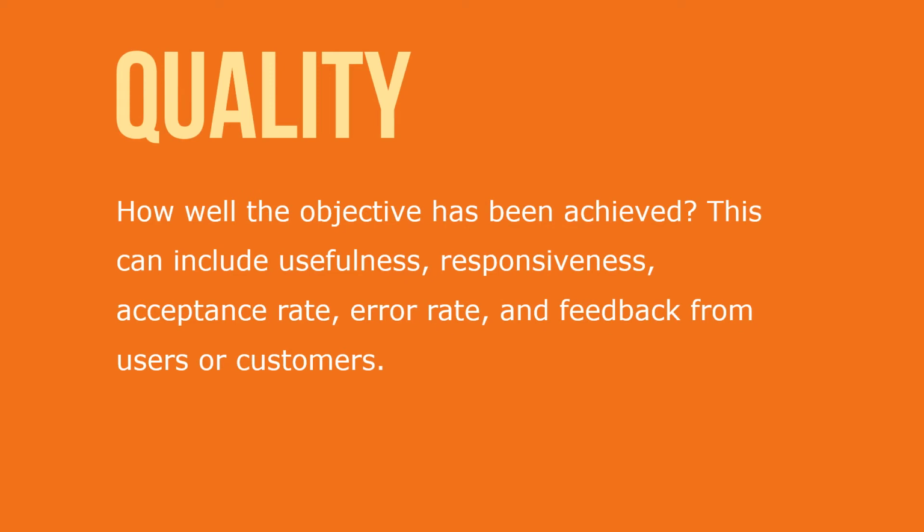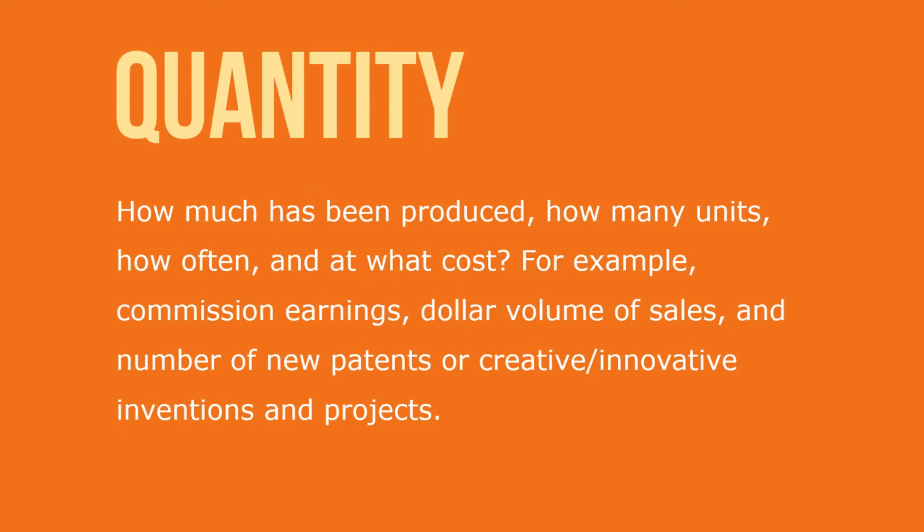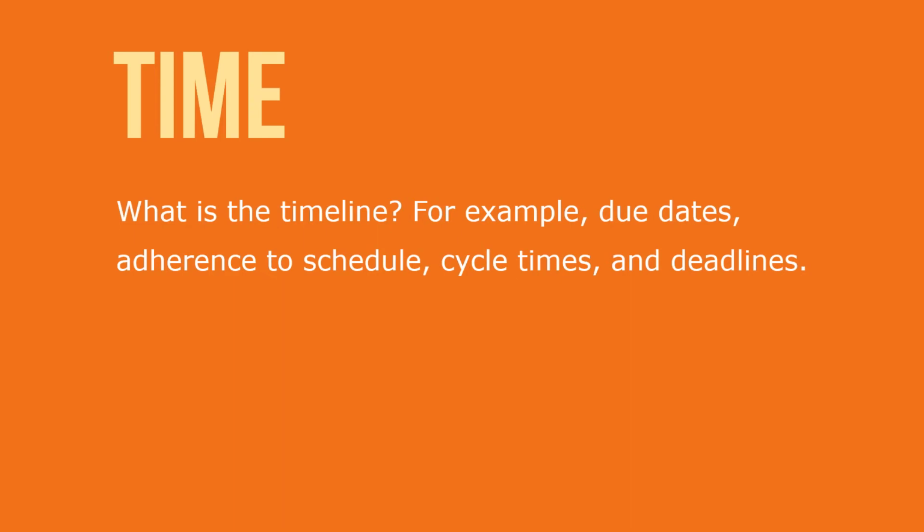This can include usefulness, responsiveness, acceptance rate, error rate, and feedback from users or customers. How much has been produced, how many units, how often, and at what cost? For example, commission earnings, dollar volume of sales, and the number of new patents or creative, innovative inventions and projects. What's the timeline? For example, due dates, adherence to schedule, cycle times, and deadlines.